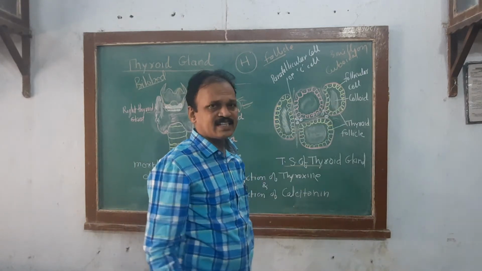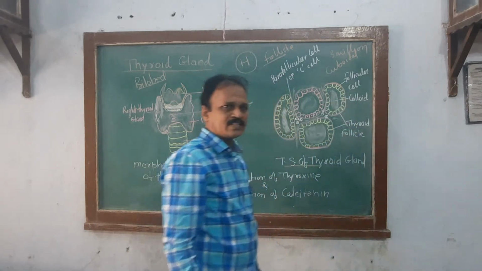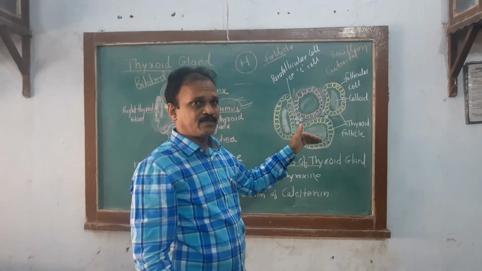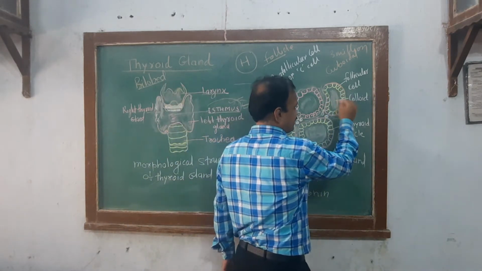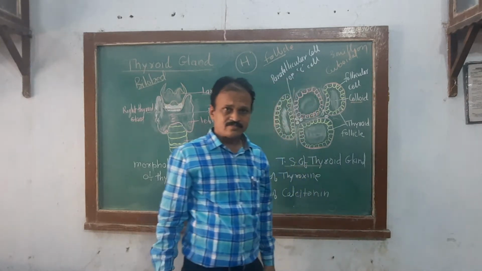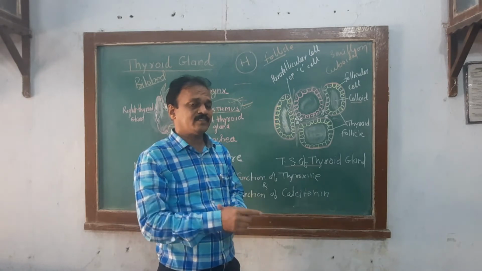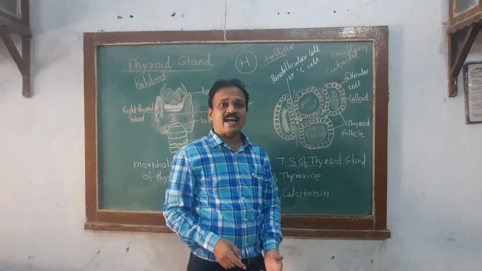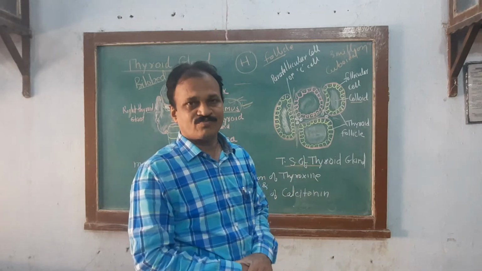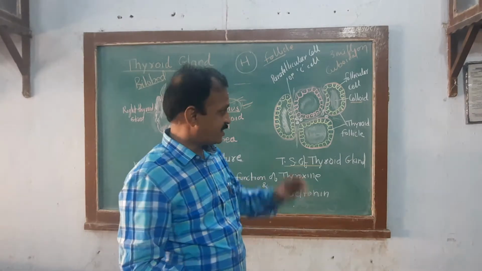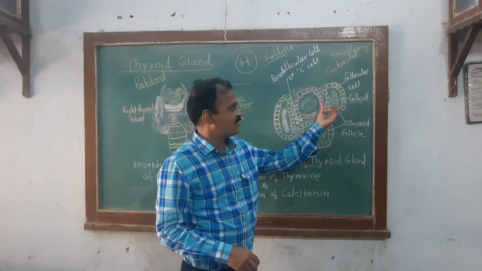Each of these cuboidal epithelial cells contains a nucleus surrounded by cytoplasm, with Golgi bodies, endoplasmic reticulum and other cell organelles. Inside the follicle there is a gelatinous substance called colloid. I want to tell you a very important point. It is one of the glands in the body that can secrete a hormone as well as store the hormone in the gelatinous substance.